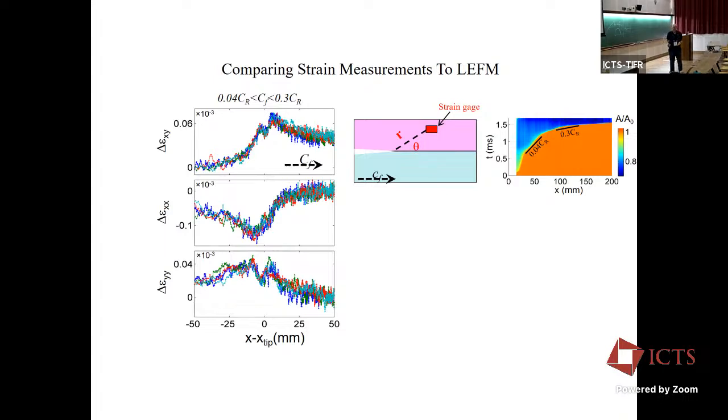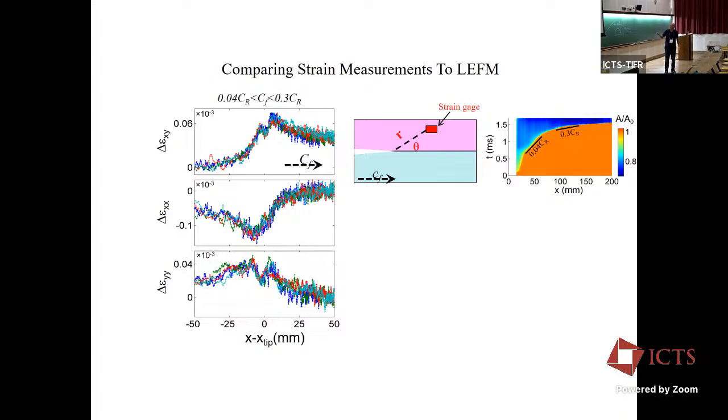Okay, so we get a lot of wiggly lines. In fact, we had a lot of phenomenology we were playing around with. We could sometimes get things to scale and all this stuff. And then we realized these things look like cracks. Why don't we just compare it to the solutions of linear elastic fracture mechanics?